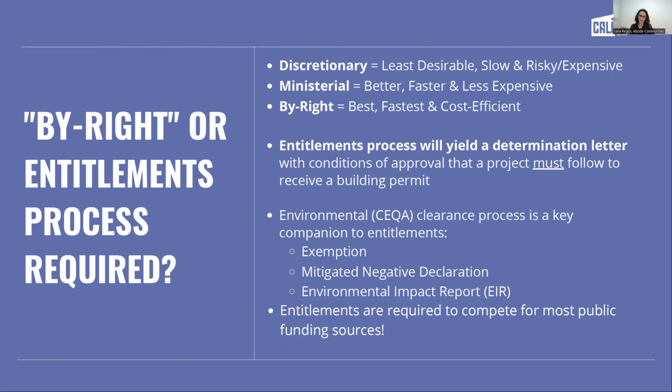And then, of course, by right is, as we joke, much harder to find. Of course, they're the most cost efficient and they're the fastest because they don't typically require much of a process. We spend most of our time in that ministerial part of the world. Again, really important to remember that the process that you go through will have a letter, and you've got to follow the terms of that letter, which includes conditions. So depending on how detailed that process is, if you're discretionary, it's probably longer than if you go through the ministerial process.